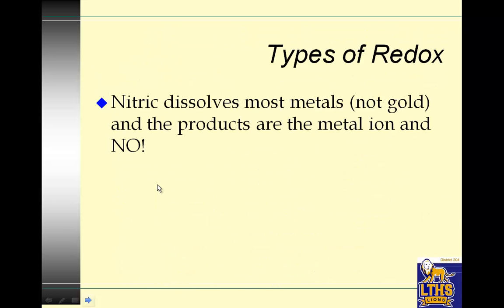Types of redox. Nitric acid dissolves most metals, not gold, and the products are the metal ion and NO. So if I have HNO3 plus, say, copper, I get Cu plus 2 plus NO plus H2O. This will balance if you try hard enough. But to show you how the charges change, notice copper's oxidation number over here is 0. On this side, oxygen is -2, so there's -6. Hydrogen is +1, so this is +5. N equals +5. On the right-hand side, copper is +2.